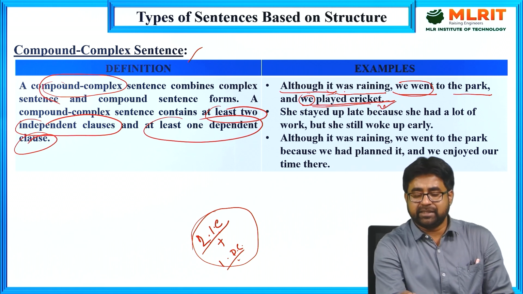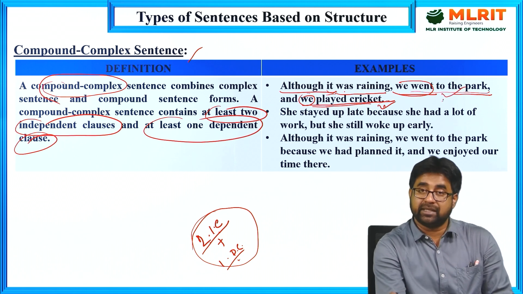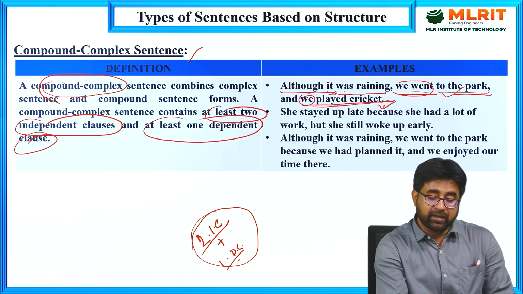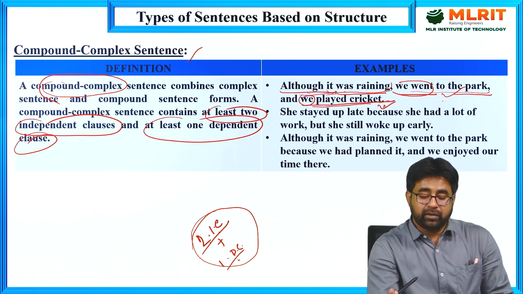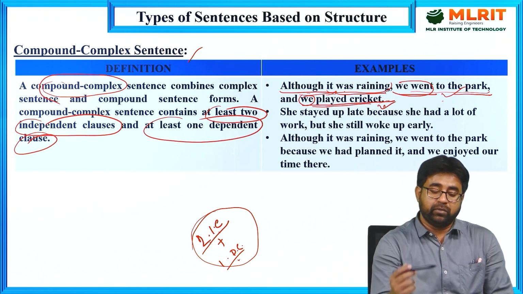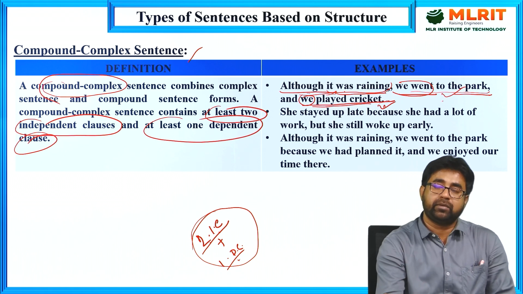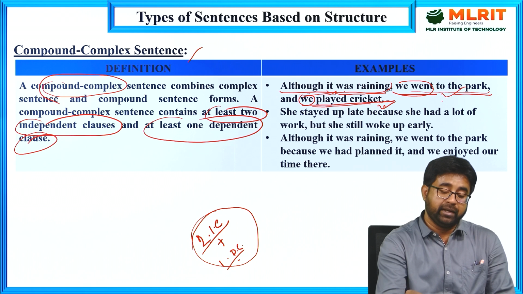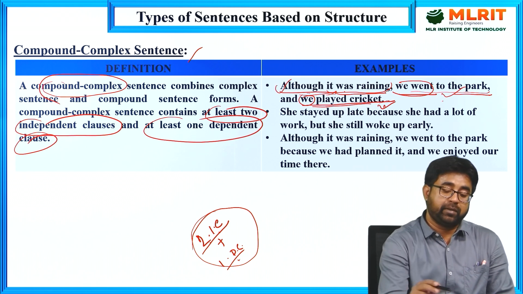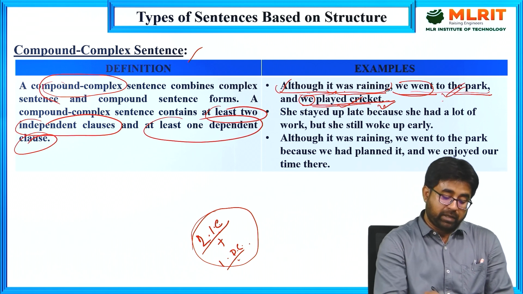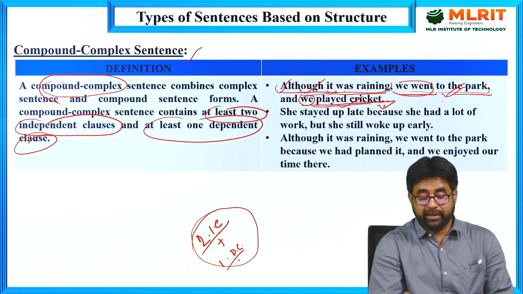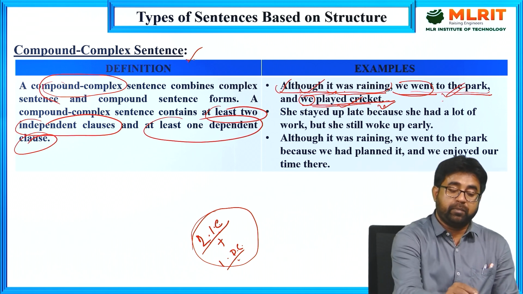So 3 clauses. Now, what are the independent clauses? We played cricket. This is one independent clause because it can stand on its own as a complete sentence. We went to the park also can stand on its own as an independent sentence. Then, although it was raining. Here, if I say only, although it was raining, it is not conveying a complete sense. You know that it has to depend on the other part of the sentence to convey a complete meaning. So that's why it's dependent. It's an example of DC, dependent clause. So you can see 2 independent clauses and minimum 1 DC, that is although it was raining. So that is the basic definition of a compound complex sentence.